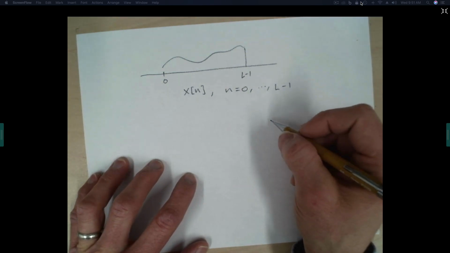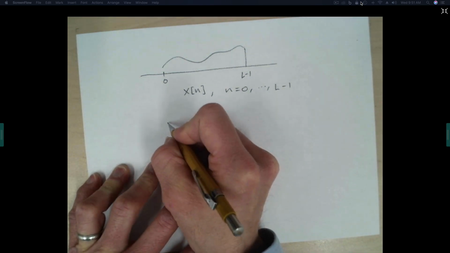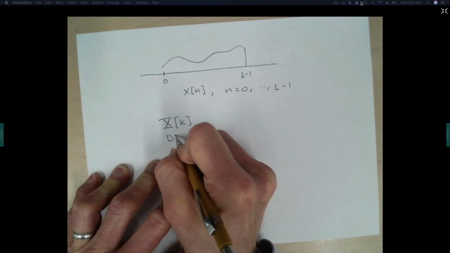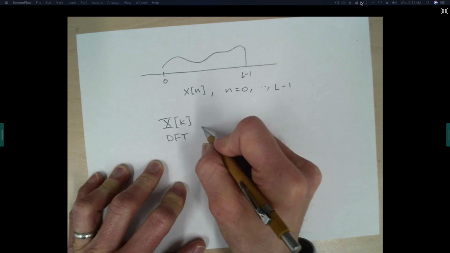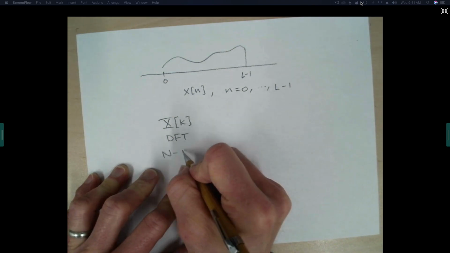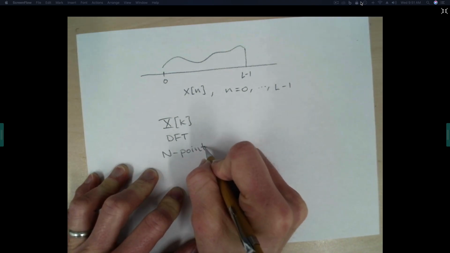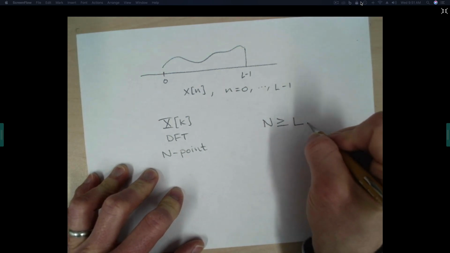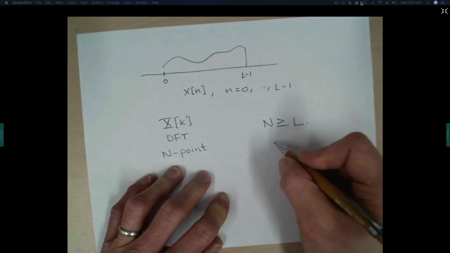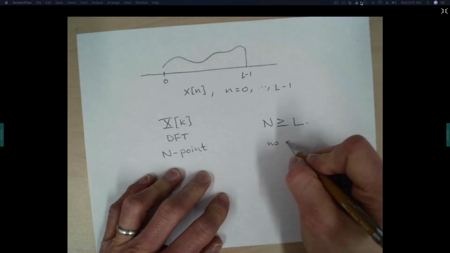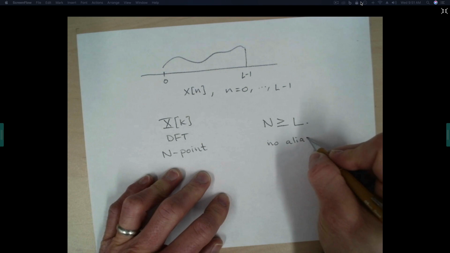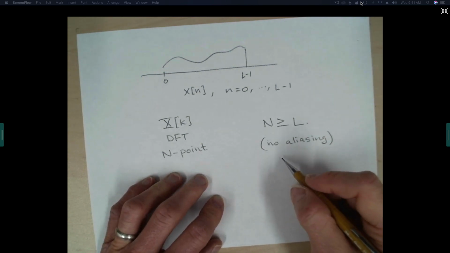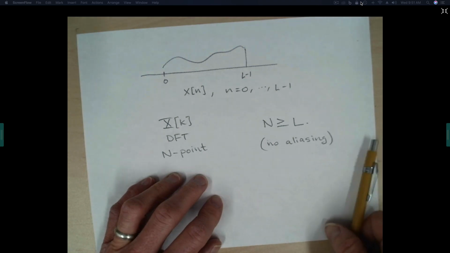When we calculate the DFT, we want to make sure that it's an N-point DFT, and we want to choose N greater than or equal to L. This will make sure that there is no aliasing and that we have a sufficient number of samples to prevent aliasing from occurring.